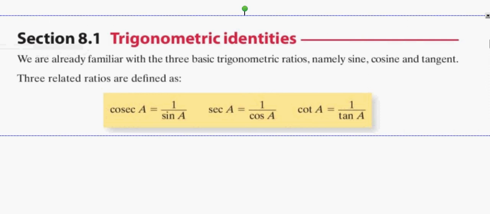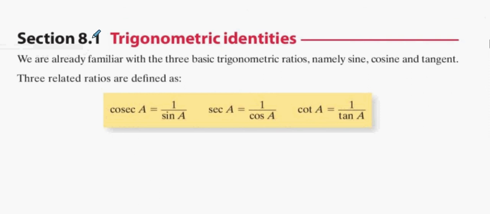Now, first thing we're doing is section 8.1, trigonometry identities. Okay. Now, the first thing I want to talk to you about is just trigonometry functions in general. So if I had, let's say, cos 30 and then cos 45.